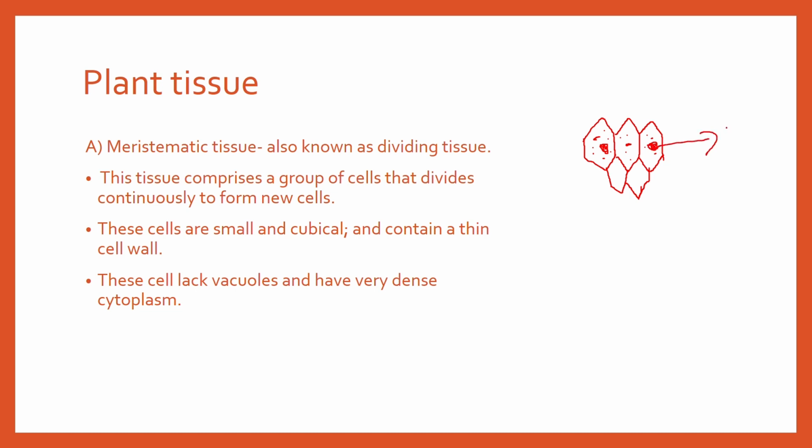This is the nucleus, and this is the cytoplasm. Okay, and these are the cells of meristematic tissue. Now we will discuss the types of meristematic tissue.